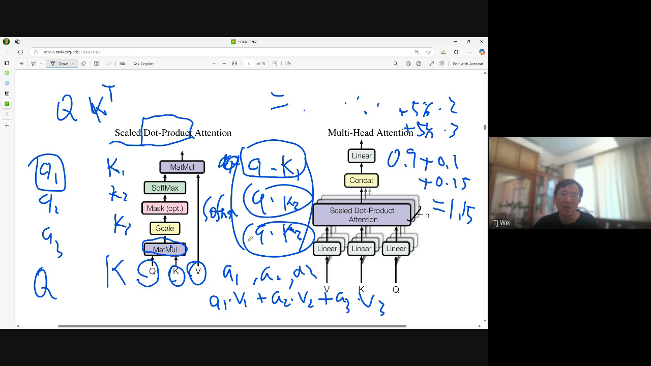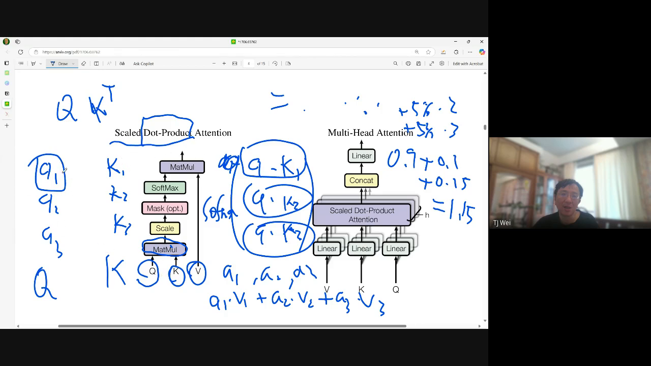Since we considered only one query, suppose we have 3 queries, then for each query we'll have a corresponding output. So we'll get a new sequence of vectors. And the dimension of the output sequence will be the dimension of V, because K and Q are only used for determining the similarity between the positions. So in the most usual case, the output sequence will have the same length as the query sequence.